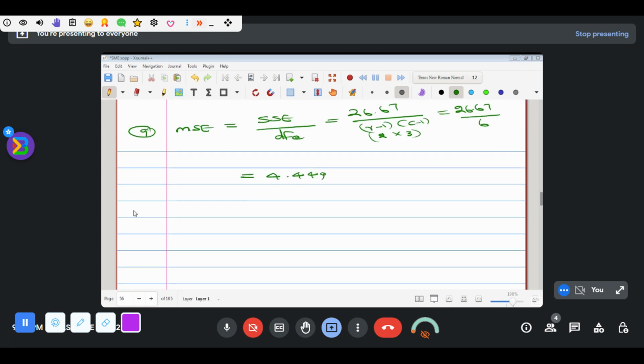Now you form the table. The 9 calculations are completed, meaning now you form the table. So what is the table? Two-way ANOVA table. Two-way, otherwise, meaning RBD ANOVA table.